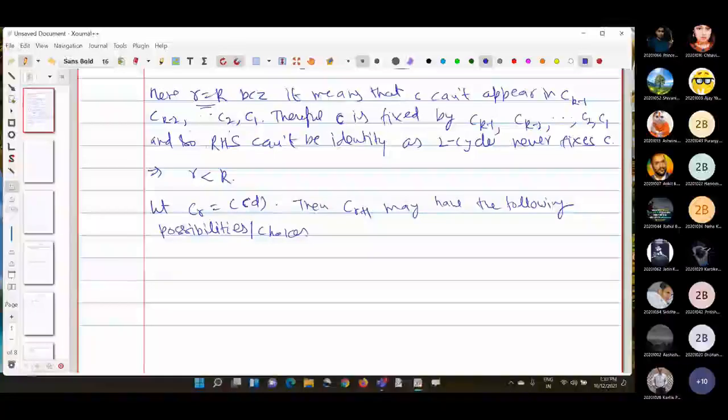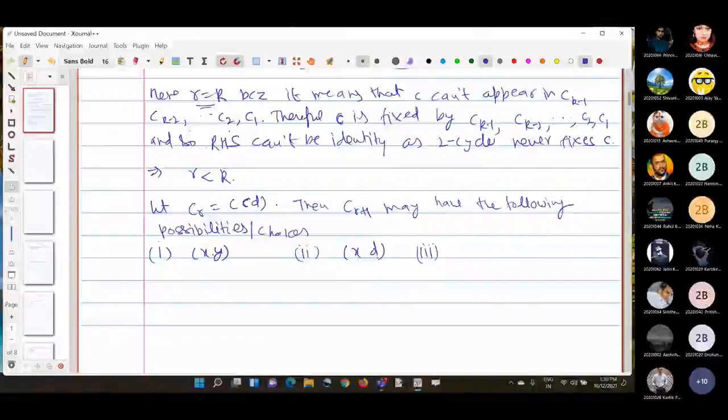Following possibilities or choices. So what is the choice? It may be an XY type, some cycle. Of course, this is going to be CR plus one, a two cycle. Or the second choice may be XD. And please remember that you can write it as XD or DX, it doesn't matter. Both are the same only.